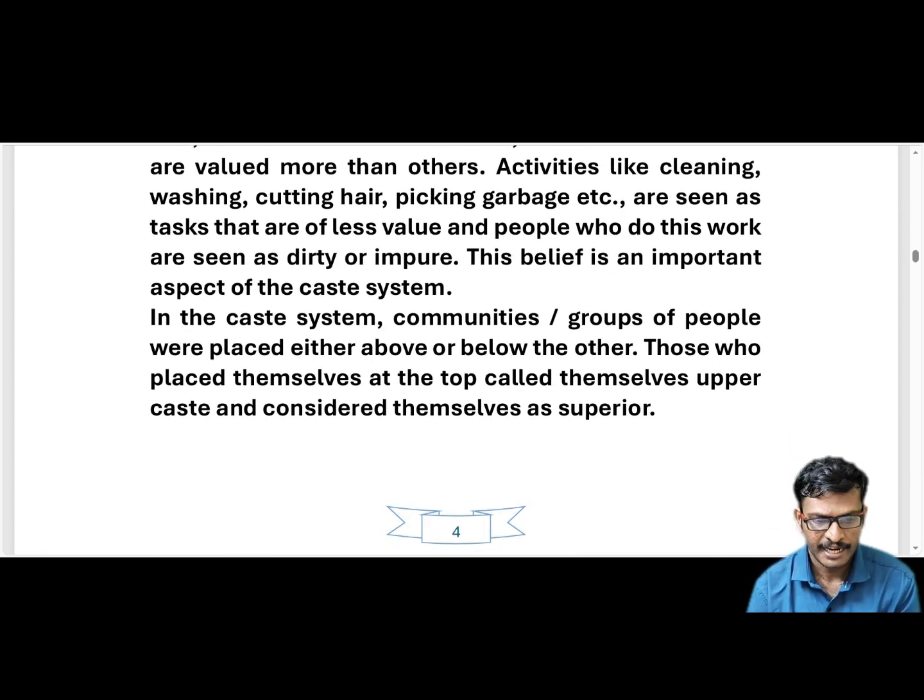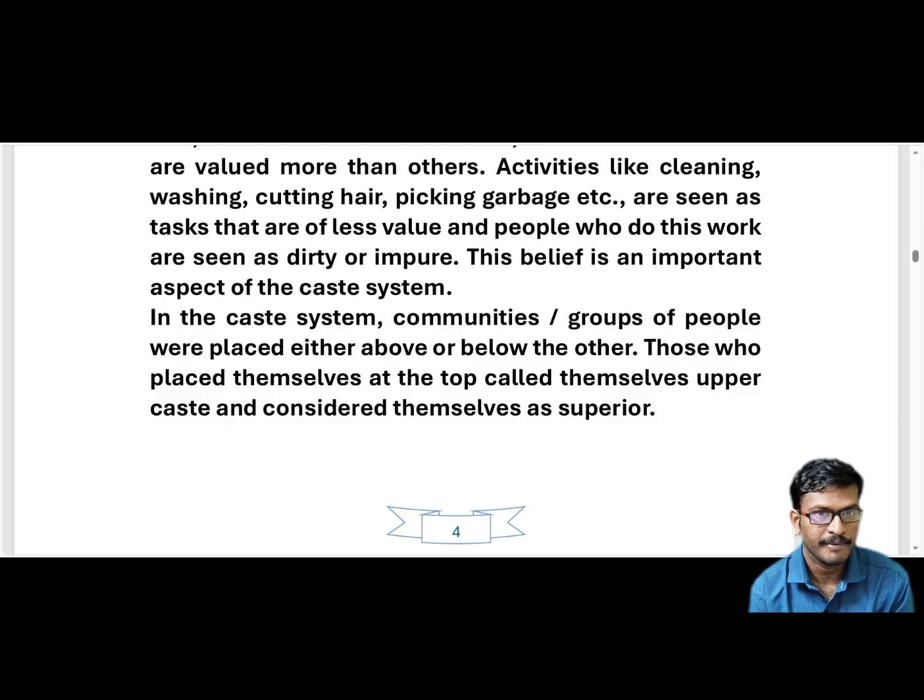Those people are placed in the topmost layer, and the others are untouchables. Those at the bottom are seen as unworthy and are called untouchables. Sudras among Hindus, as we have just discussed, are these people who are working in the workplaces we just discussed.